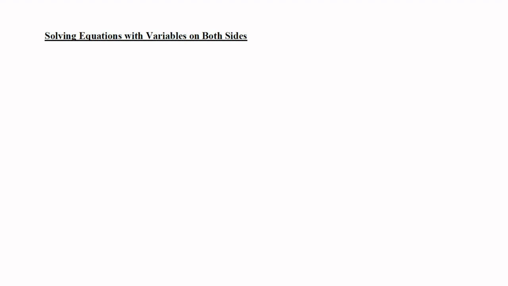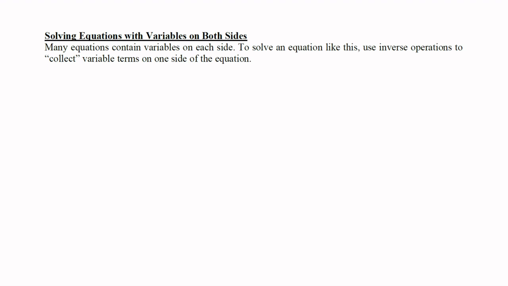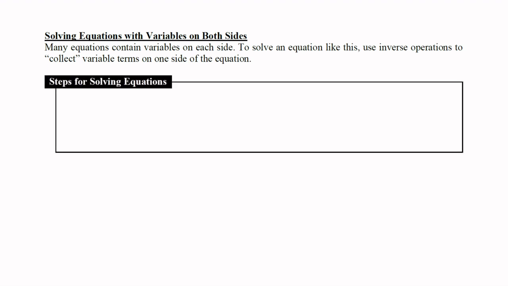So now let's talk about solving equations with variables on both sides. Many equations contain variables on each side. To solve an equation like this, just like we've done with numbers or constants, we're going to use inverse operations to collect the variable terms on one side of the equation. So now that we've discussed this, let's just talk about the steps in general for solving equations.